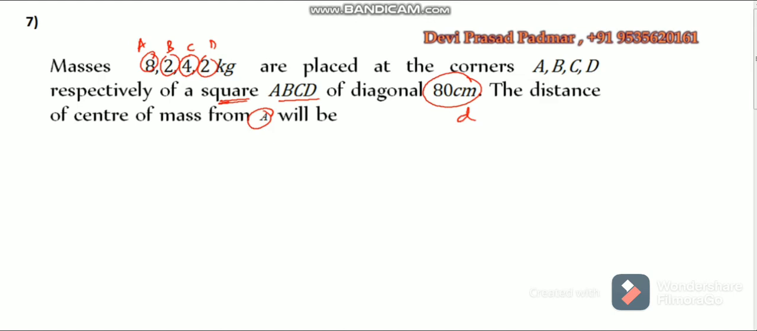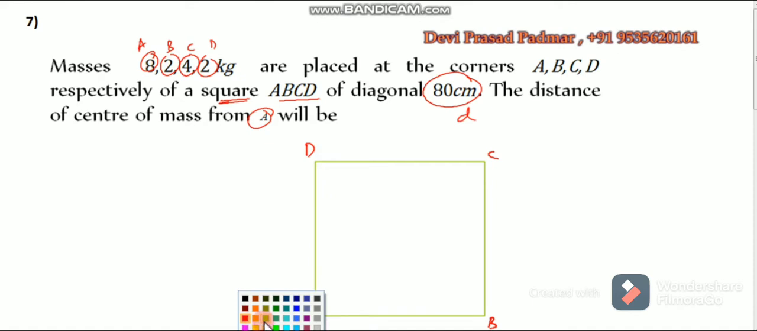Let us try to draw one diagram for that. You need to consider a square and name it, square A, B, C and D. Given at A, 8 kg mass is kept, and at B, 2 kg, and at C, 4 kg, and at D, 2 kg.